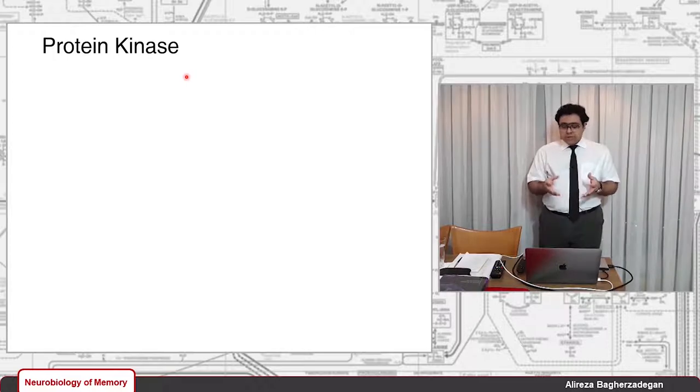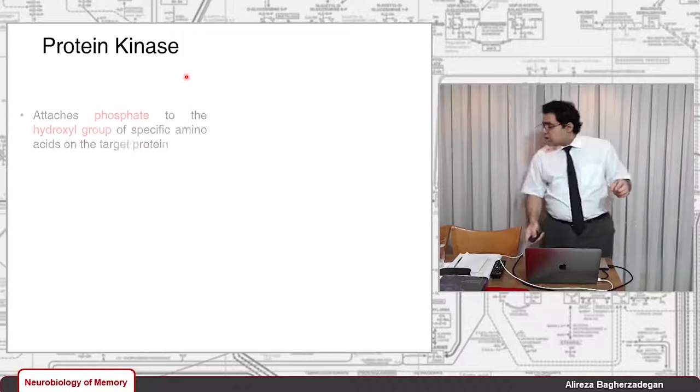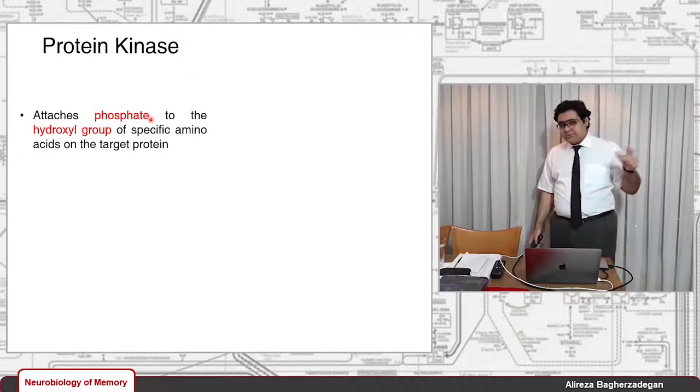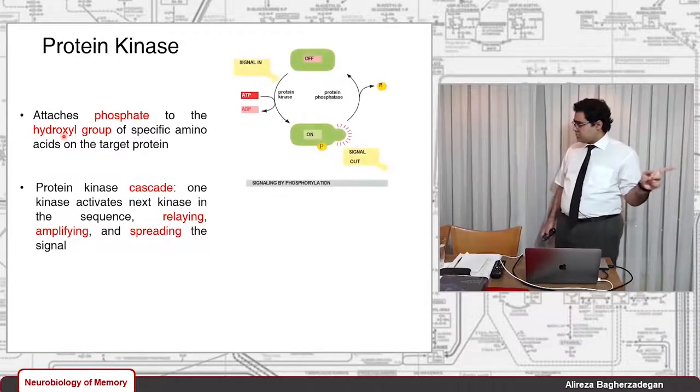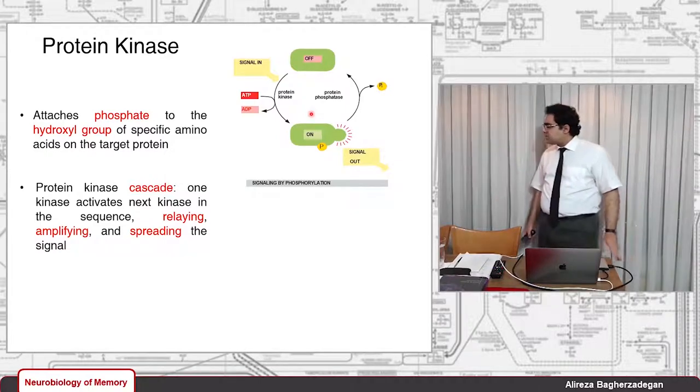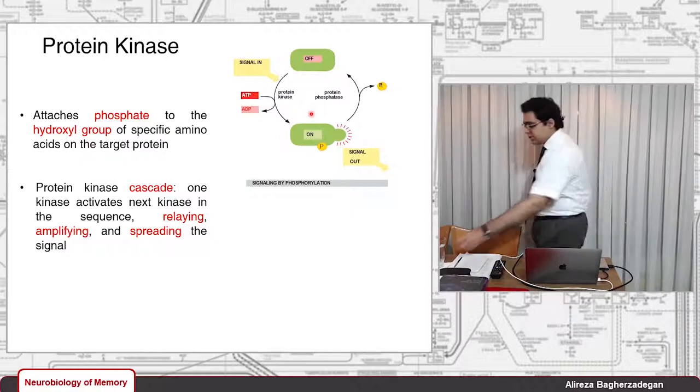In the case of a protein, a kinase enzyme adds a phosphate to the hydroxyl group of specific amino acids, those 9 amino acids I just showed you, on the target protein, okay? So it attaches phosphate to the hydroxyl group of specific amino acids on the target protein. We'll talk about it later. And this is how it works. This is signaling by phosphorylation. And we had this schematic view of what happens in signaling by phosphorylation in the phosphorylation slide.